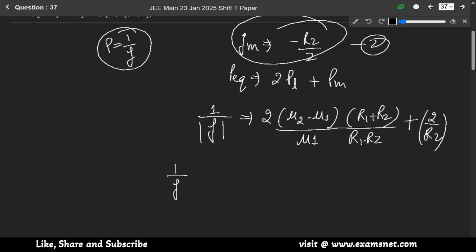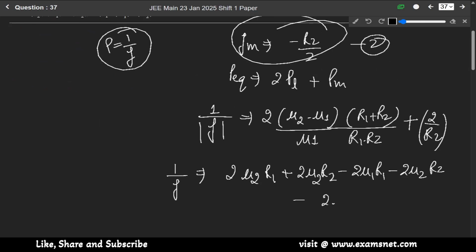So 1 over F will be equal to, when we solve it and take the LCM, 2 mu2 R1 plus 2 mu2 R2 minus 2 mu1 R1 minus 2 mu2 R2, minus 2 mu1 R1 minus 2 mu2 R2, and this will be plus 2 over mu1 R1 and R2.